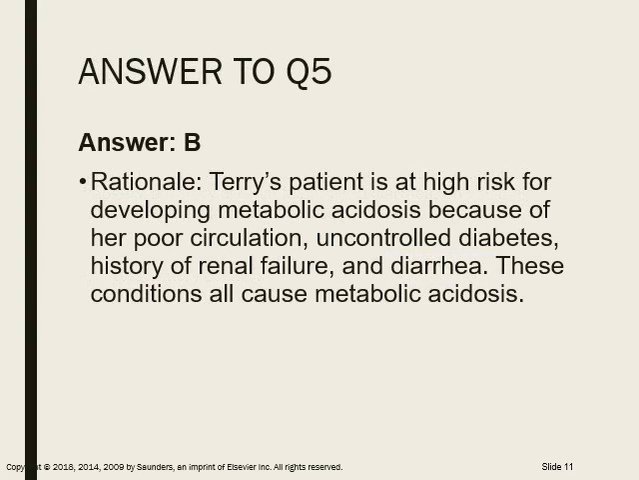The correct response is B. Terry's patient is at high risk for developing metabolic acidosis. Remember, this is because the patient has poor circulation, she has uncontrolled diabetes with a history of renal failure and diarrhea. All these conditions cause metabolic acidosis. Let's move on to the next question.